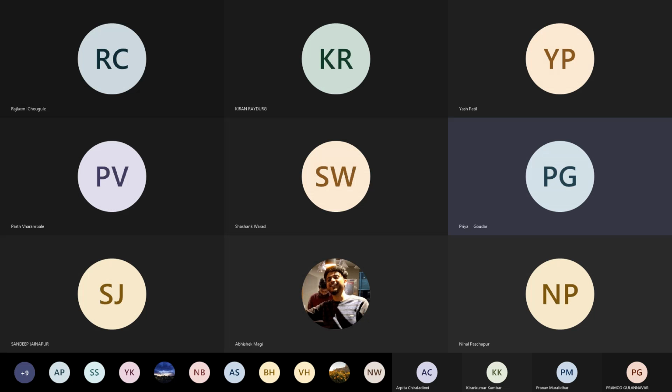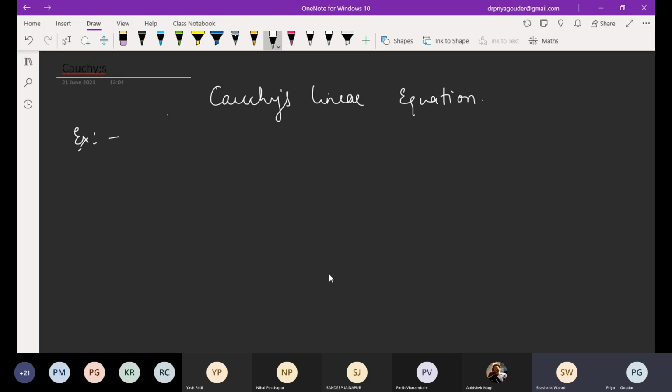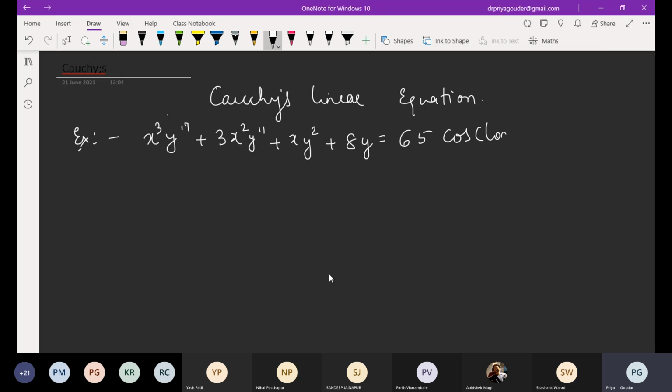Yes. I'll take one more example and I'll try to complete the part. Just write down x cube y triple dash plus 3x square y double dash plus xy dash plus 8y is equal to 65 cos of log x.